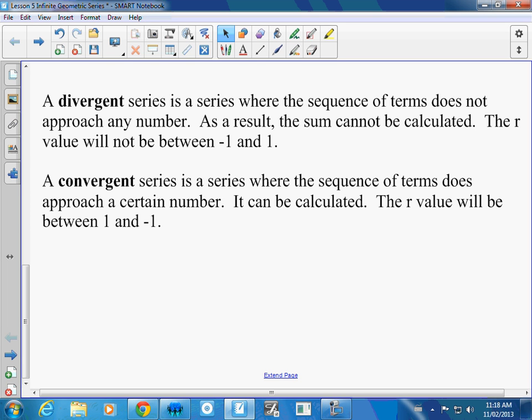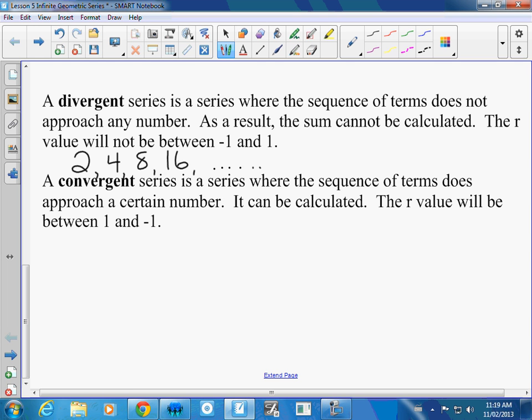So a divergent series is where the sequence of terms does not approach any number. It keeps getting bigger, right? So let me give you an example. Divergent would be something like this: 2, 4, 8, 16, and so forth.